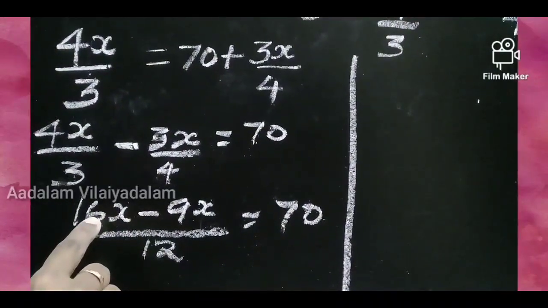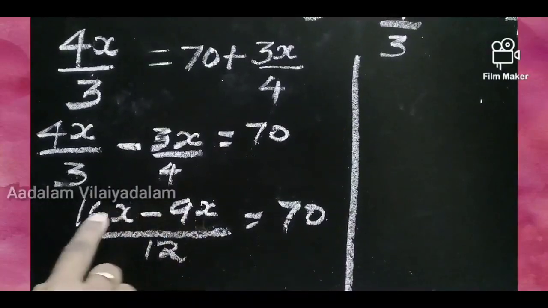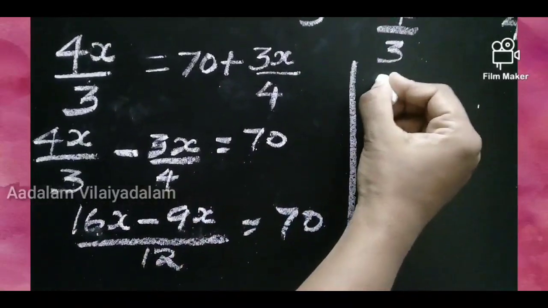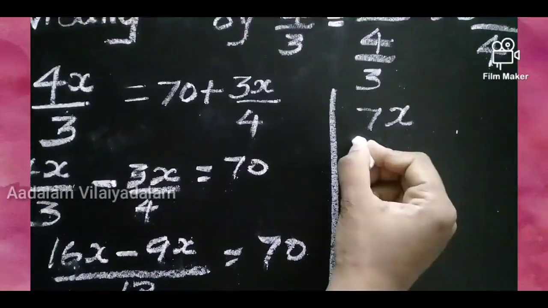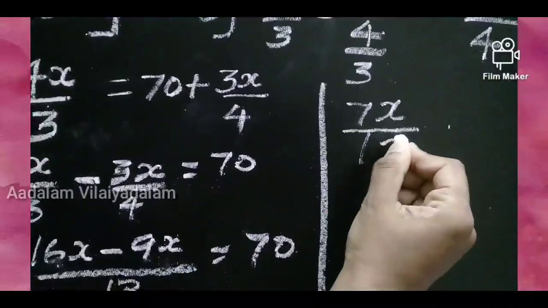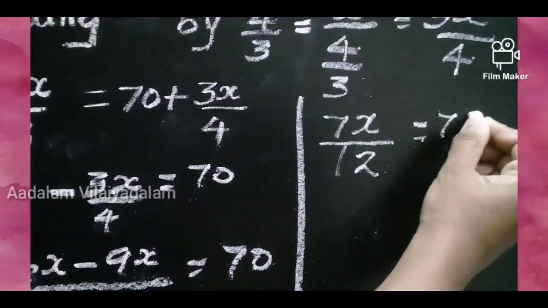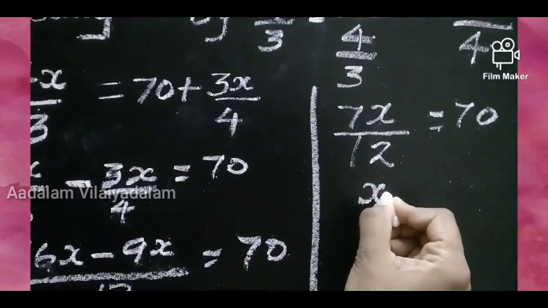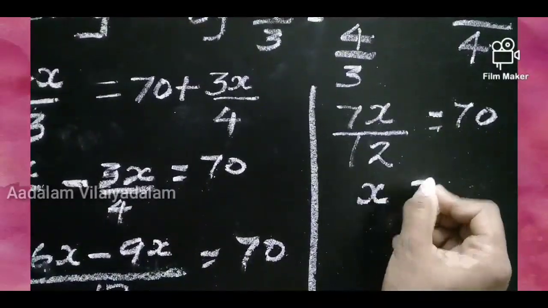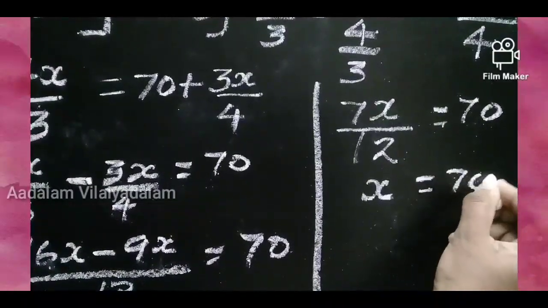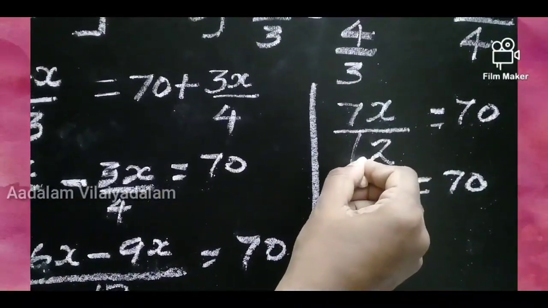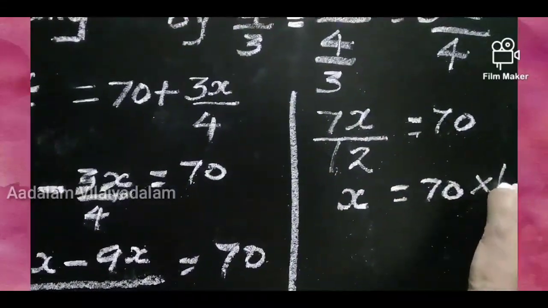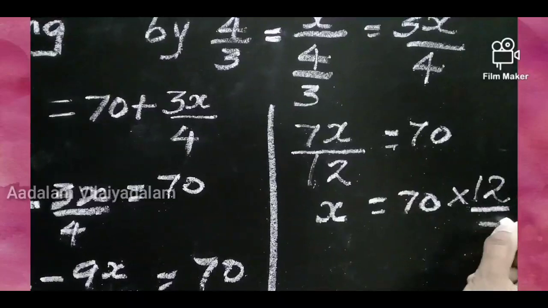Now 16x minus 9x, what is the answer? The same variable only, like terms. So 16 minus 9, the answer is 7. So 7x divided by 12 equal to 70. Now we have to find the x value. So write x as it is on the left side. So x is equal to 70. So 7 by 12 on the left side only, just convert to the right side means take the reciprocal. So 12 divided by 7.